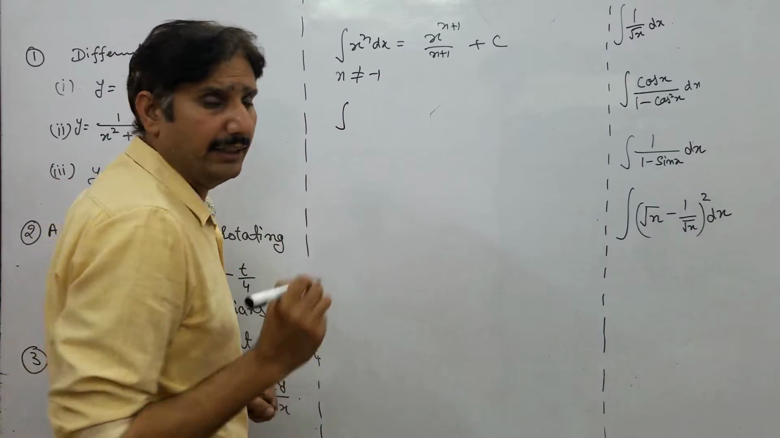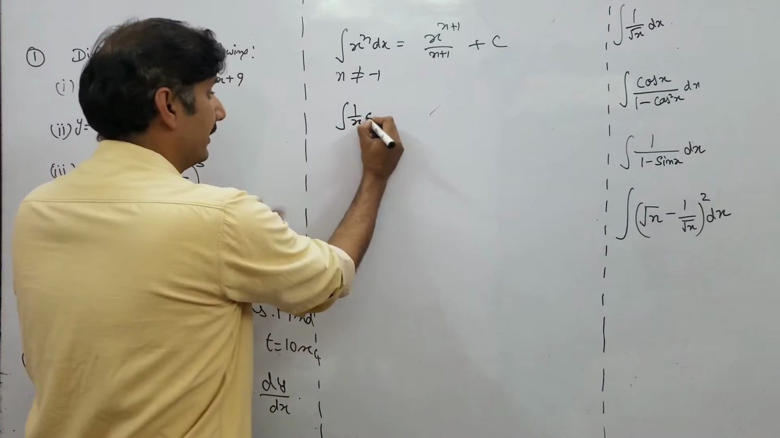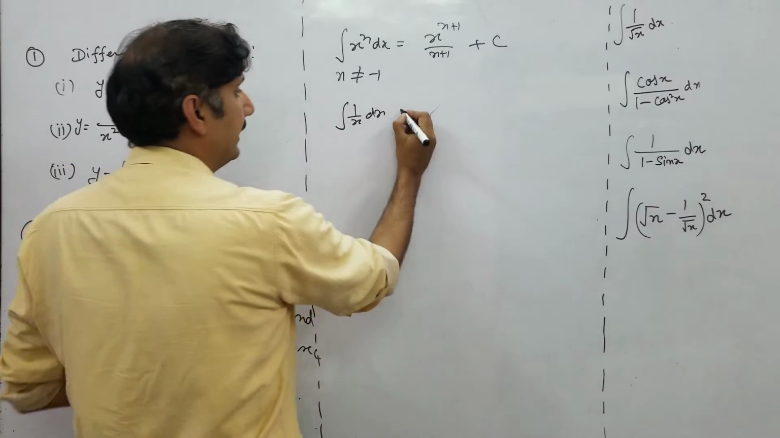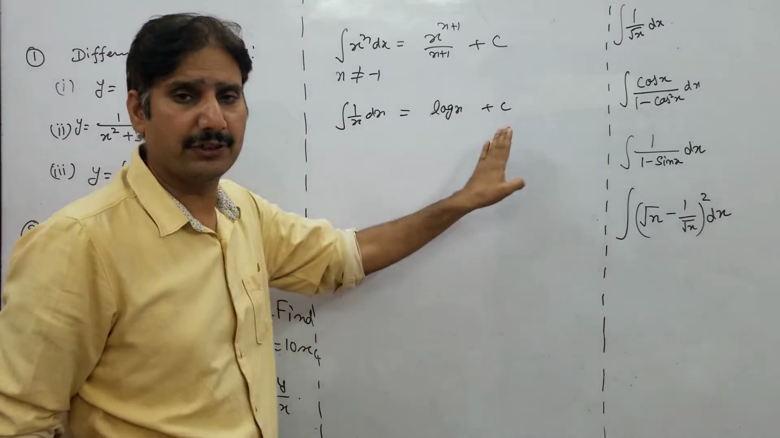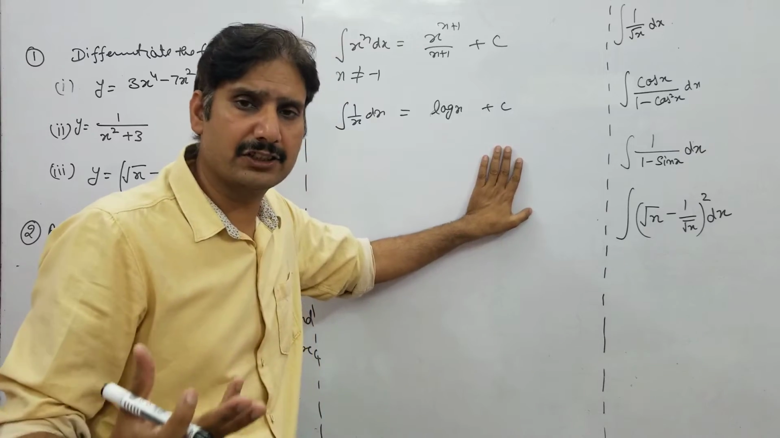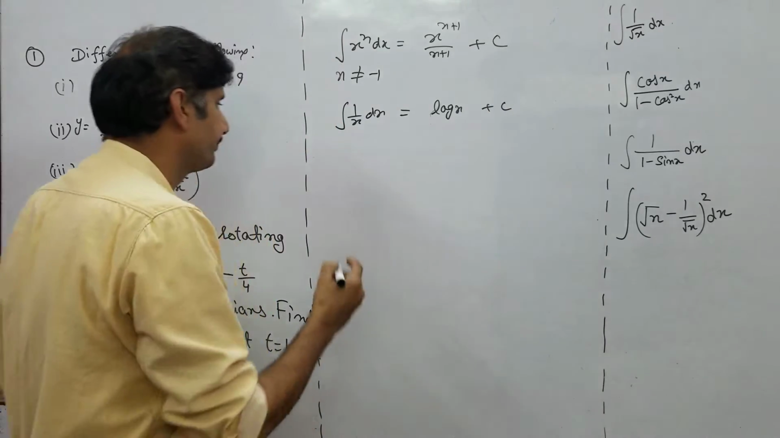Along with that, if it is x raised to power -1, that means 1 over x, the integration would be log x plus c. Even if I forget to write down plus c, it is understood that it is very much there.